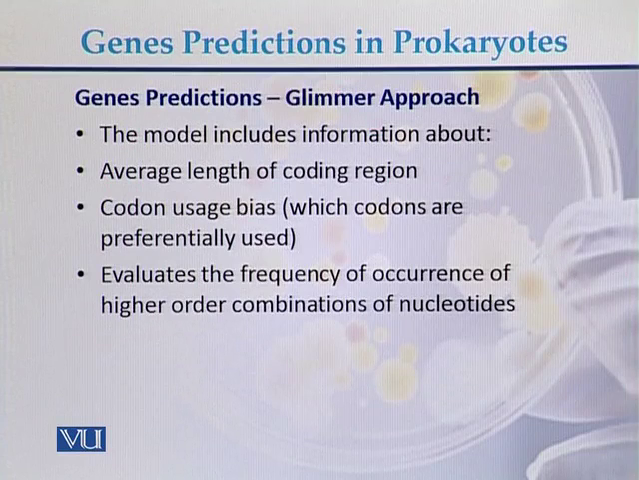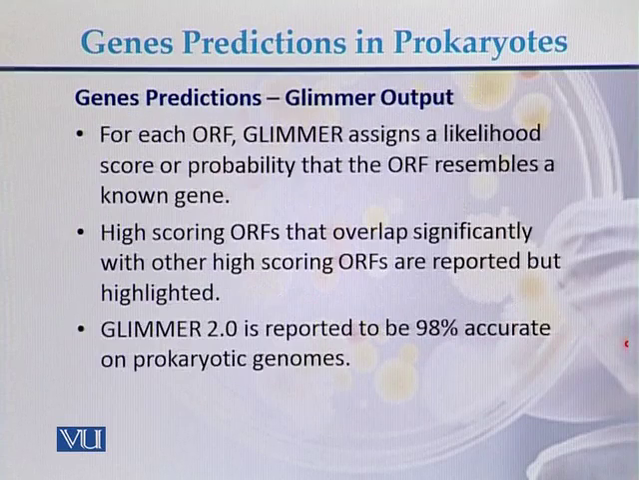The Glimmer approach, on the other hand, is different. The model includes information about the average length of the coding region. It uses codon usage bias and evaluates the frequency of occurrence of higher order combinations of nucleotides. Glimmer output: for each ORF, Glimmer assigns a likelihood score for the probability that the ORF resembles a gene. High scoring ORFs that overlap significantly with other high scoring ORFs are reported but highlighted.